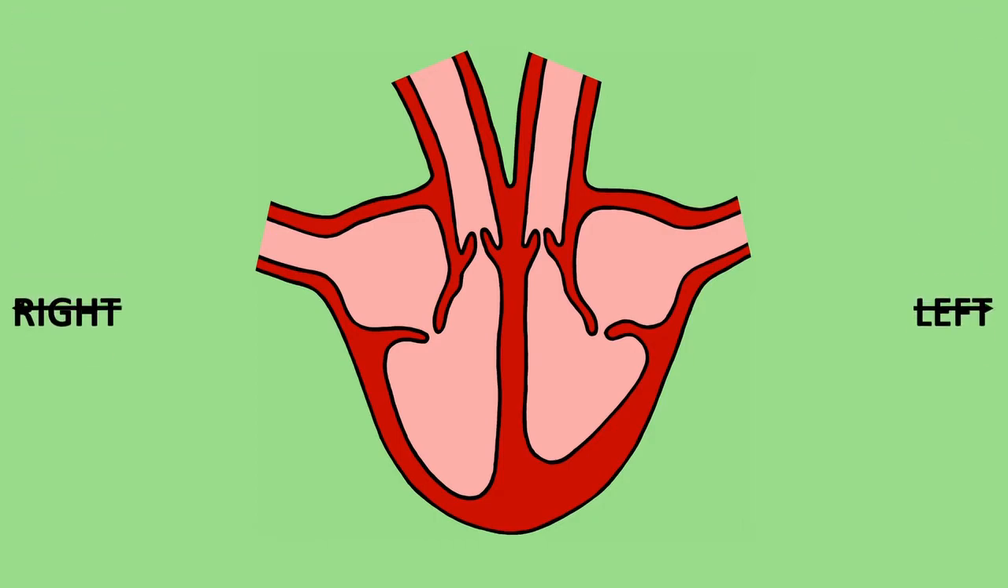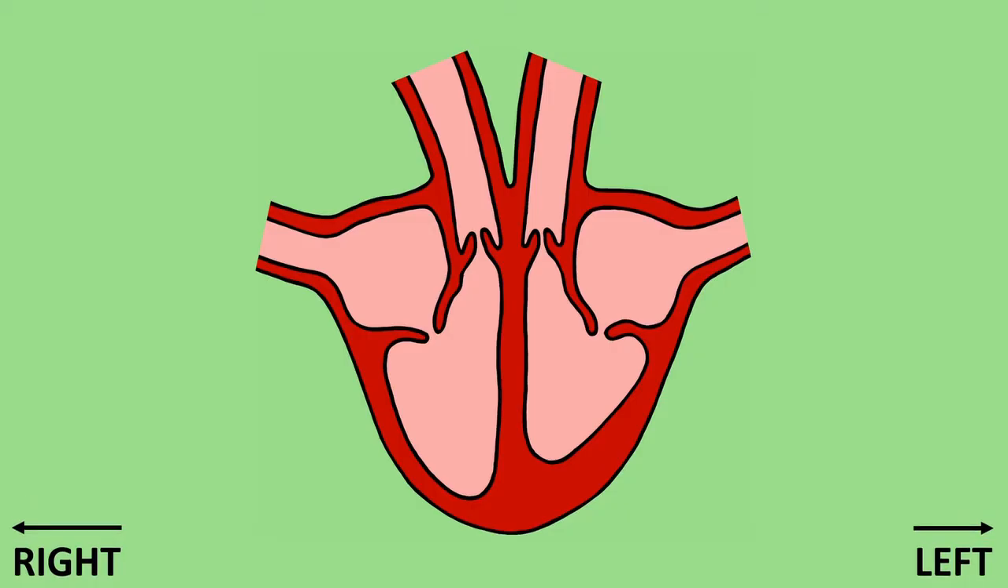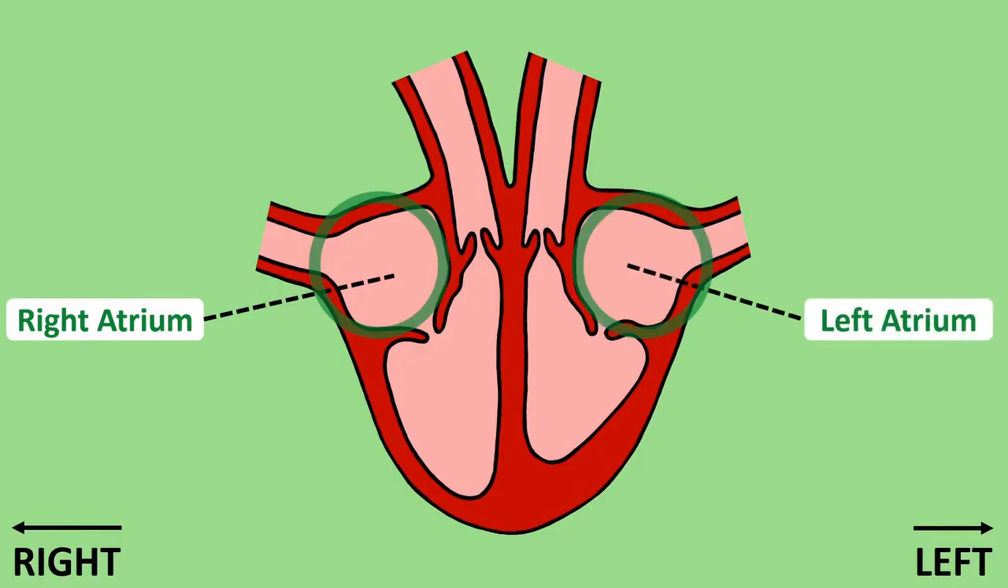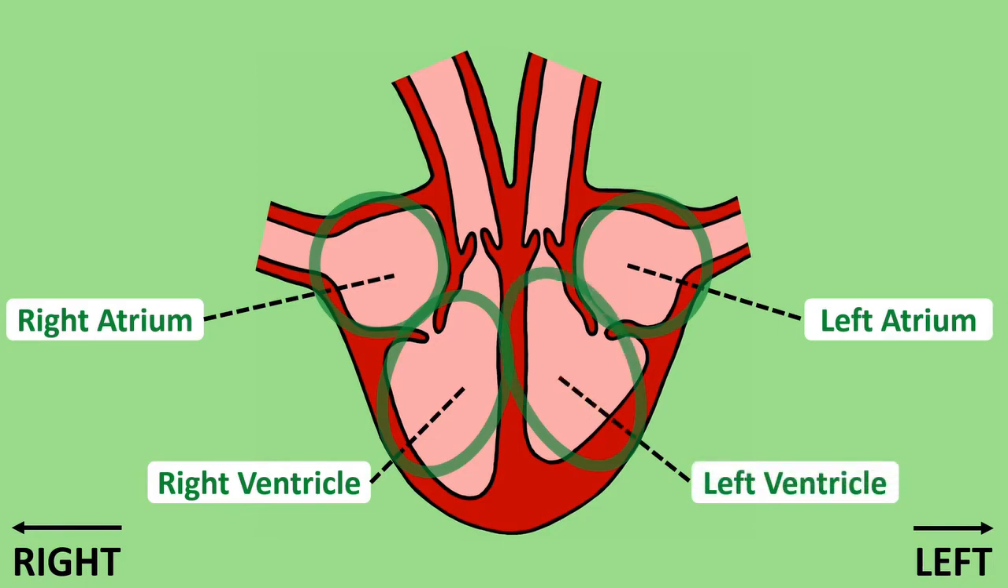It's important to note that before we add any labels, the heart is split into two sides, left and right. The heart you see on screen belongs to a person who's facing you, so the left-hand side of their heart is on the right of the screen from where we're looking at it. Similarly, the right-hand side of their heart is on the left of the screen. The heart contains 4 chambers. At the top are the 2 atria, called the right atrium and the left atrium. The bottom 2 chambers are called the right ventricle and the left ventricle.